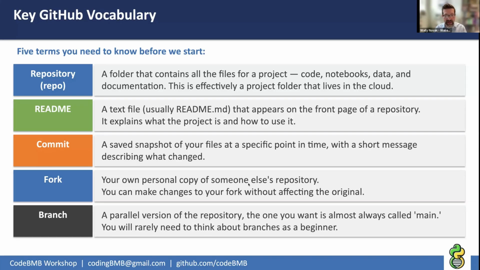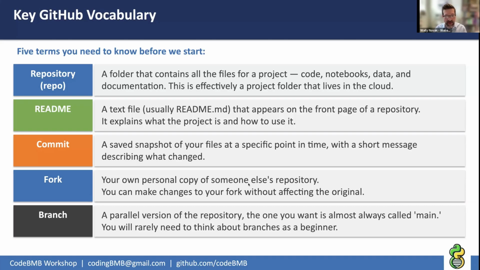The README is the front door of that repository. It's a file that will appear on the main page of your GitHub page, and it tells you what the project is and how to use it. You should always read the README first, and it can help you save a lot of confusion.